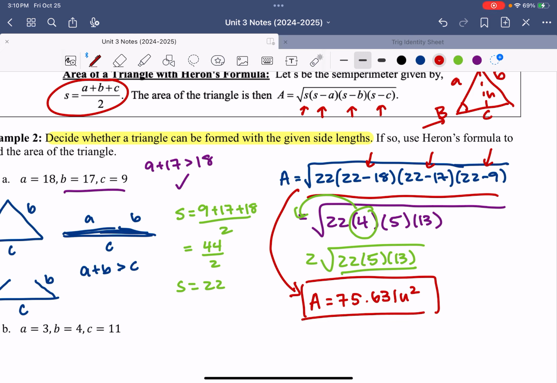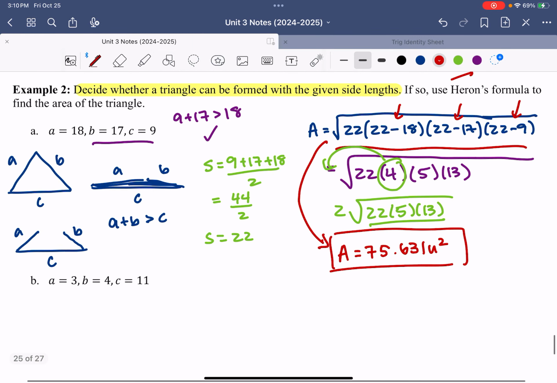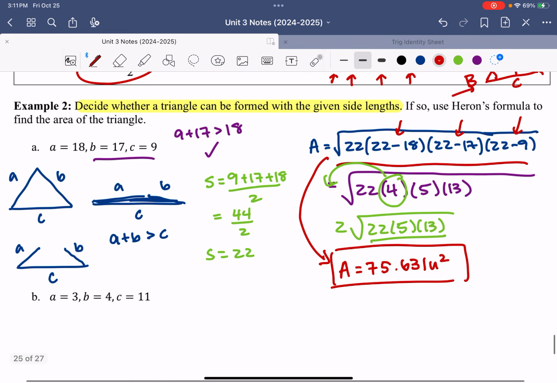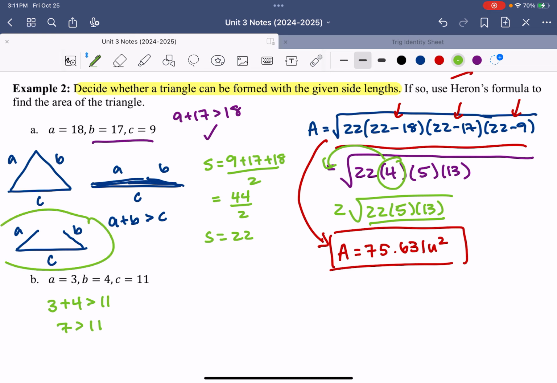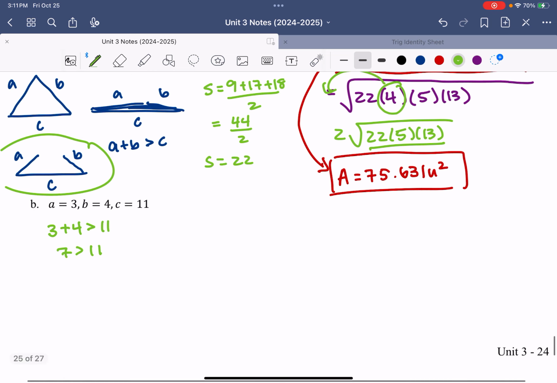Okay, we have one more example we're looking at. We're checking to see if it's a triangle, and then if so, finding the area. So we have side lengths of 3, 4, and 11. So checking to see if it's a triangle, we're probably going to see that it's not, because if I take my two smallest side lengths, 3 plus 4, those are not greater than 11. So what we have here is this case. Two of our segments are not long enough to connect and touch, so this will not form a triangle.